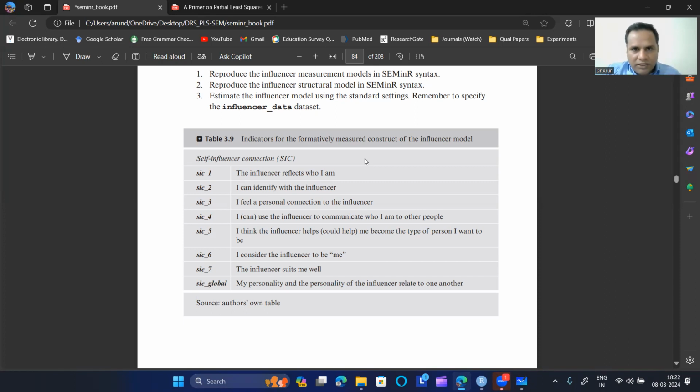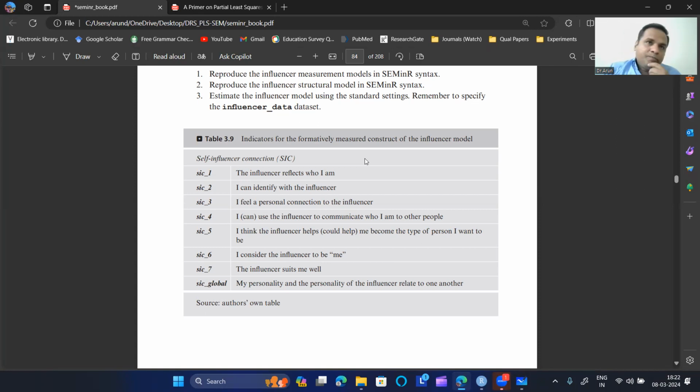Now, go back to the first session. We did talk about reflective constructs and formative constructs. When I say reflective constructs, it is the construct which is causing the indicator. And when I say formatively measured construct or formative construct, it is the indicator that causes the construct.